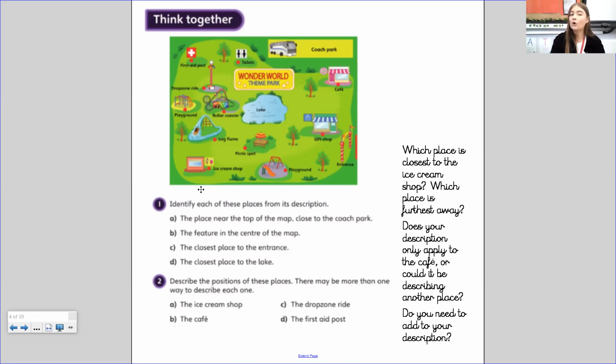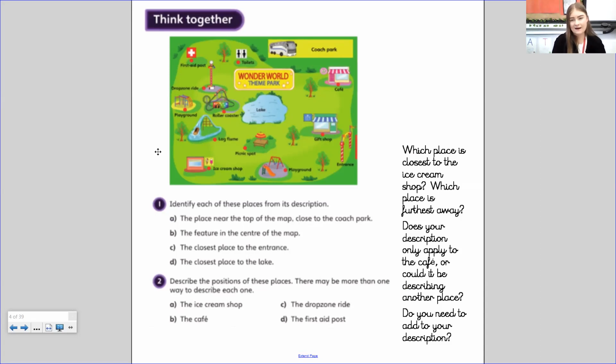So we could say to the left of the playground near the log flume, and that would describe the ice cream shop. Or we could say completely over the opposite side of the park to the coach park, we could say directly opposite and the furthest point away from the coach park is where the ice cream shop is.